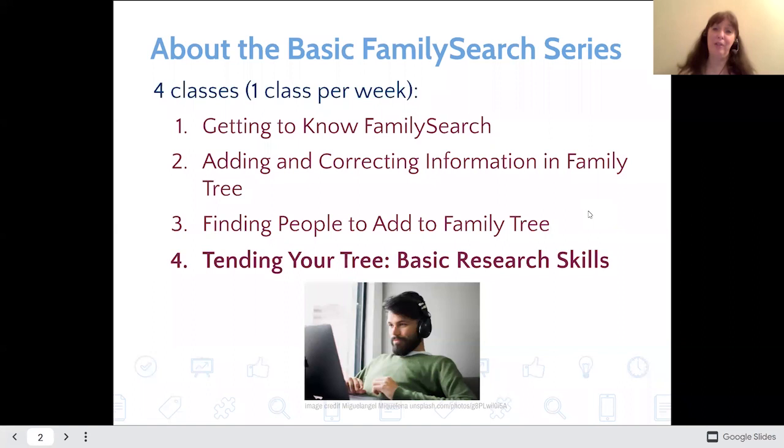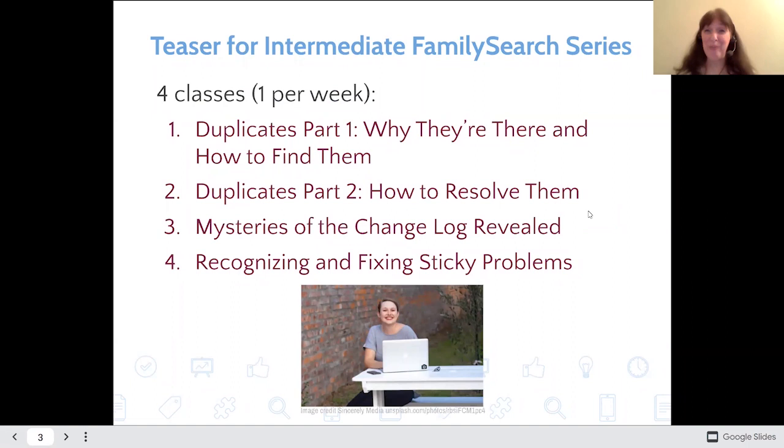So I did want to give a teaser for the next class coming up, which I'm also very excited about, or I should say the next series, which is intermediate FamilySearch. So we've got two classes on duplicates, one about the changelog, which I think is one of the least used but most helpful tools in Family Tree, which is why we chose to include it. And then we'll have a special final class in the intermediate series on recognizing and fixing sticky problems, just what Elder Esplin was talking about. He finds that sometimes people come in and untend his tree. And so this particular class will talk about how to deal with that.